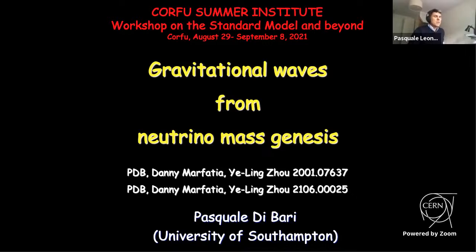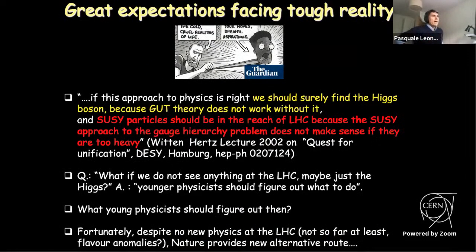And talking about great expectations facing a tough reality, we have heard about this a few times, also today. If you were looking at the situation at the beginning of 2000, the two main expectations were to find the Higgs boson at the LHC, but also some theory addressing the naturalness problem, with the main candidate being supersymmetry. I invite you to have a read of the interesting proceedings of the first Hertz lecture at DESY. At the time I was a postdoc, and I remember at the end of the Hertz lecture, someone asked, what if we don't see anything at the LHC, maybe just the Higgs? And that's exactly the situation we are facing now. And the answer was, well, younger physicists should figure out what to do. So we are in that situation now, and therefore we should figure out what to do.